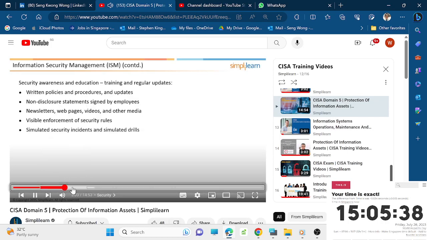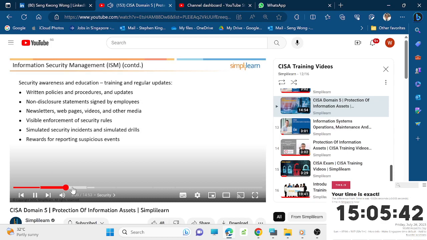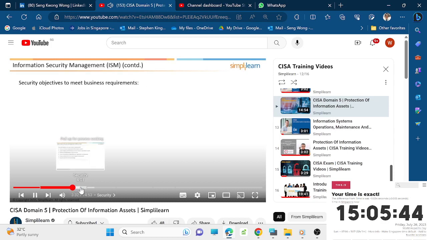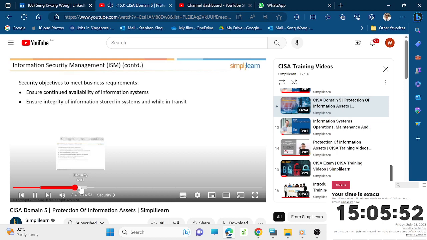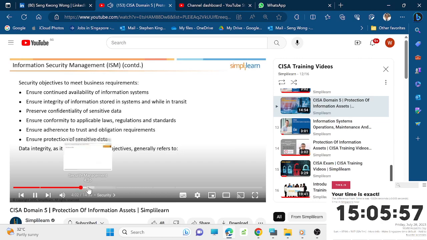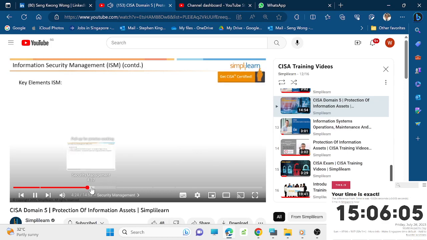Security incidents and simulated drills. Rewards for reporting suspicious events. Security objectives to meet business requirements are to ensure continued availability of information systems, to ensure integrity of information stored in systems and while in transit. As it relates to security objectives, integrity generally refers to accuracy, completeness, consistency or neutrality, validity.